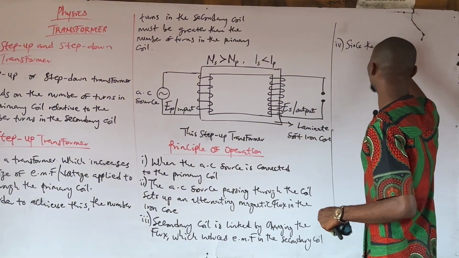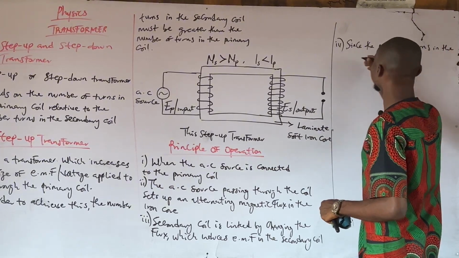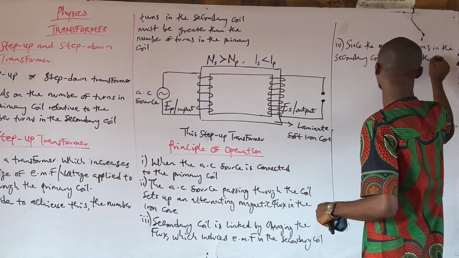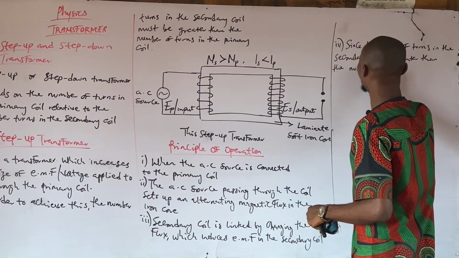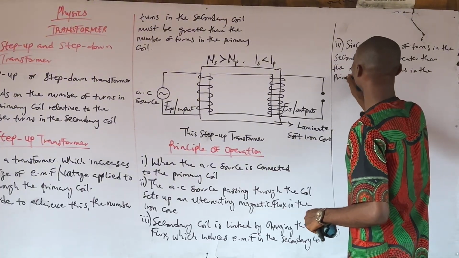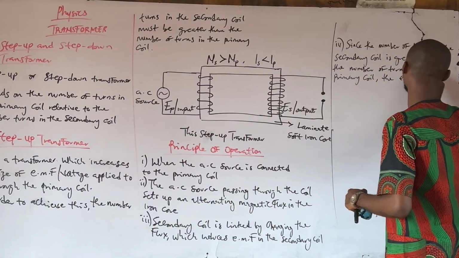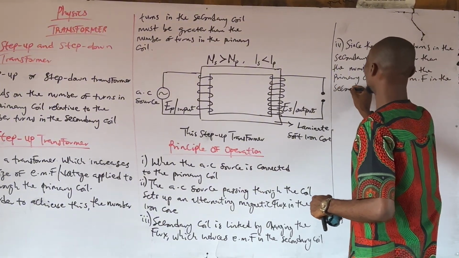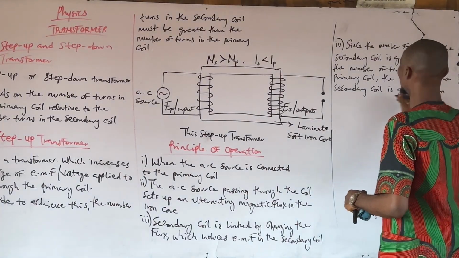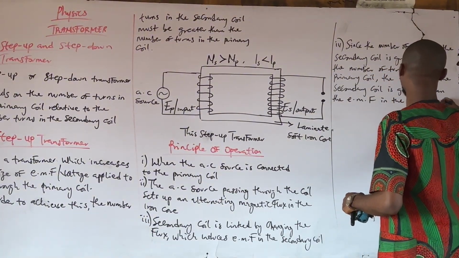Now, four, we say that since the number of turns in the secondary coil is greater than the number of turns in the primary coil, we now see that the EMF in the secondary coil is greater than the EMF in the primary coil. Are you there?